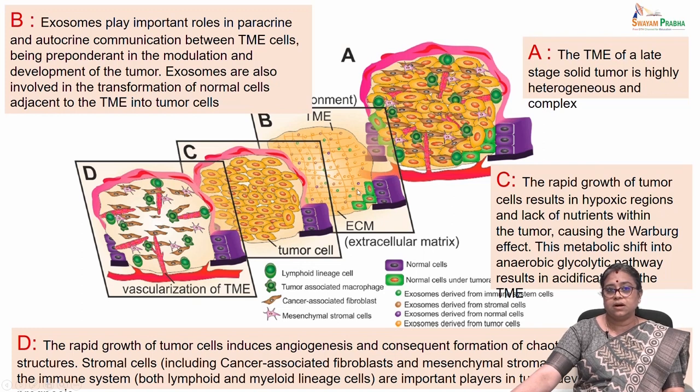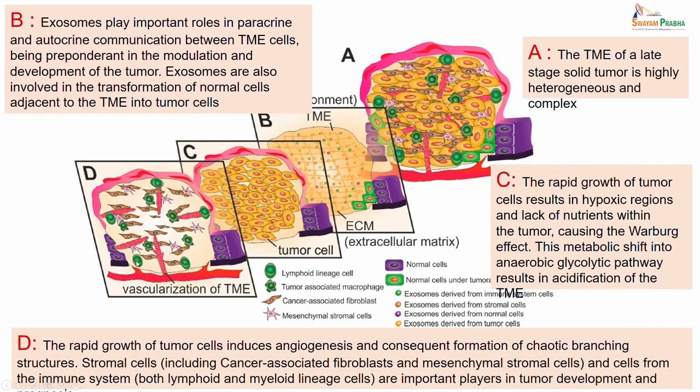Now coming to the cartoon C. This picture shows a rapid growth of the tumor cells, which results in hypoxic regions due to lack of nutrients. When the tumor cells rapidly proliferate, they need blood supply. So when the blood supply is limiting due to an excess proliferation, it leads to an area of hypoxia, that is less oxygen, and a lack of nutrients within the tumor, which will again cause the Warburg effect. So there is a metabolic shift to the anaerobic glycolytic pathway, which leads to acidification of the tumor microenvironment. As we saw, due to an excess of lactate production, the acidification increases within the tumor.